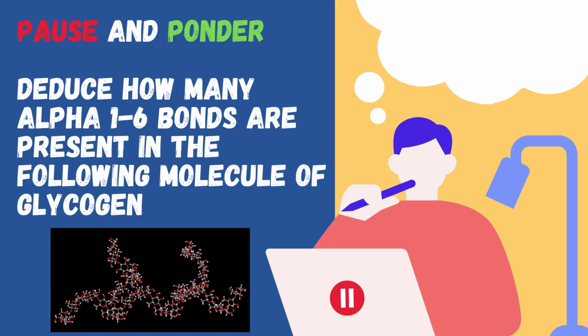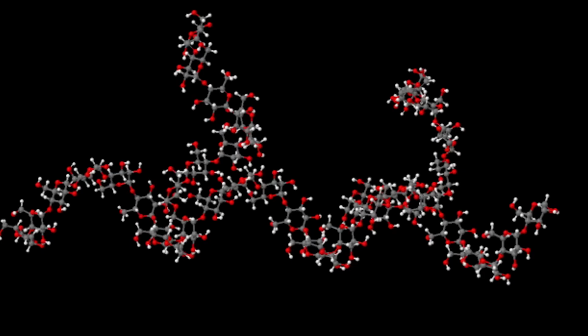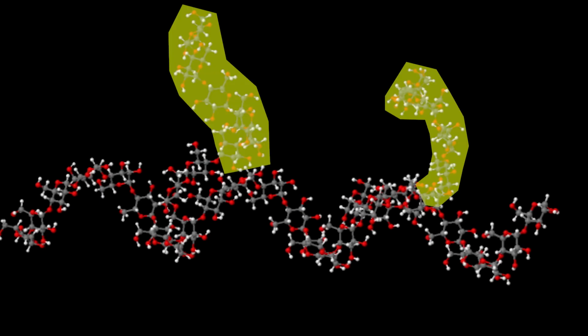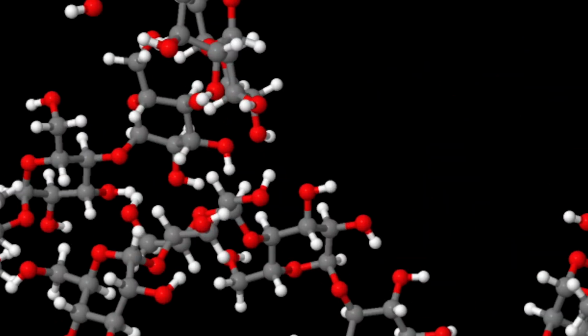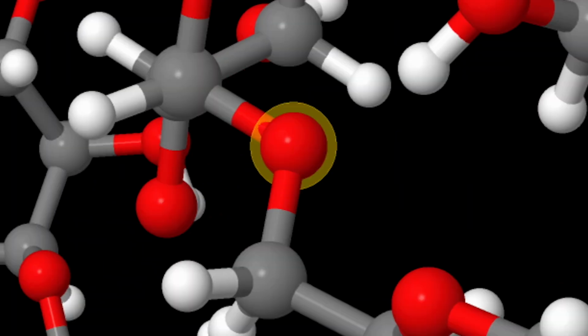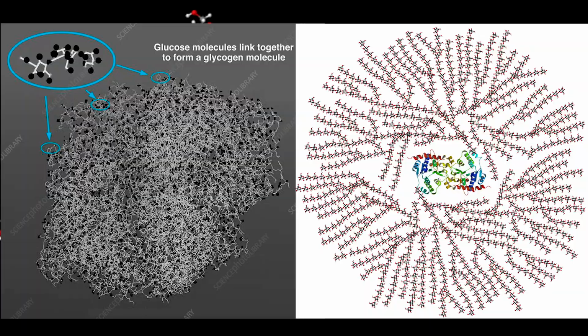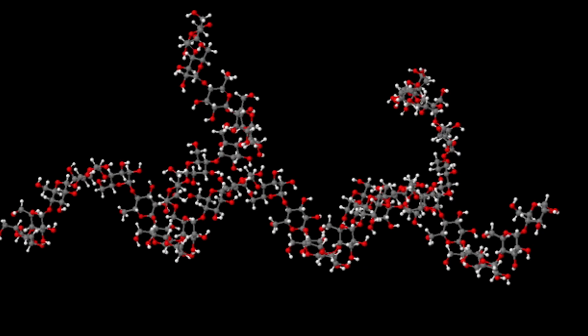And how do we know that? There's two branches coming off. Anytime there's a new branch, that's a new 1,6 bond happening. Now obviously this is a very small portion of the glycogen molecule. Glycogen is highly branched. This is just one section of it.